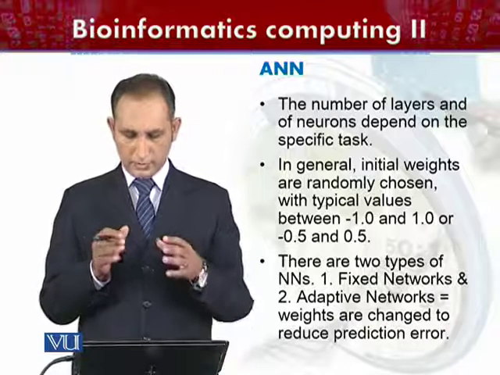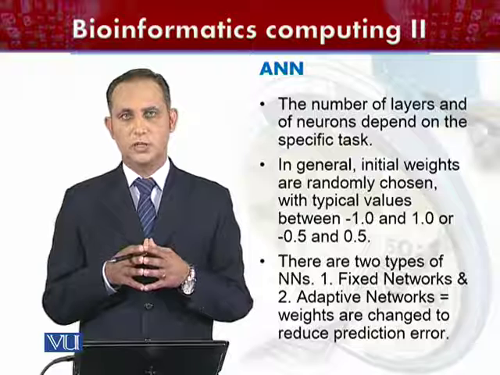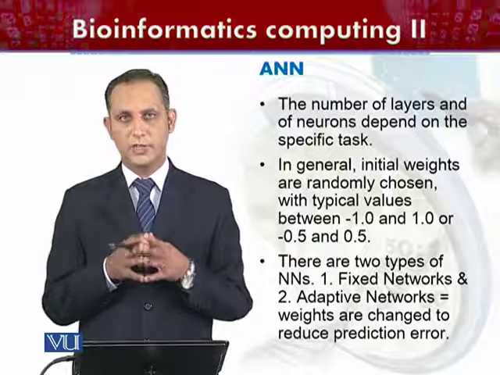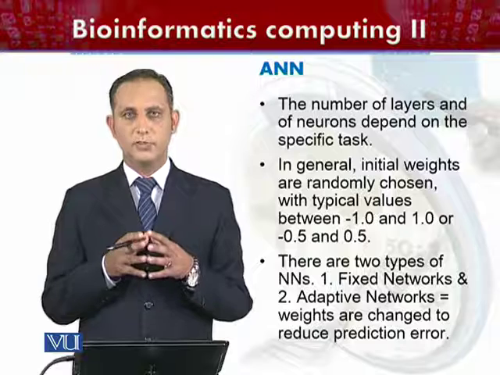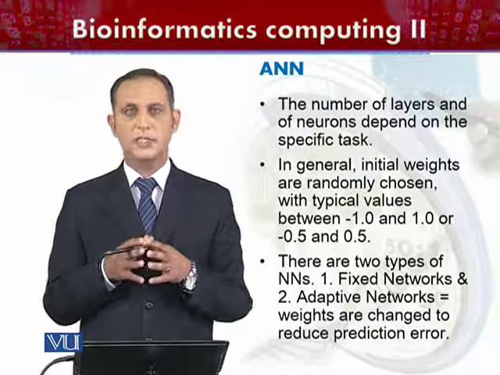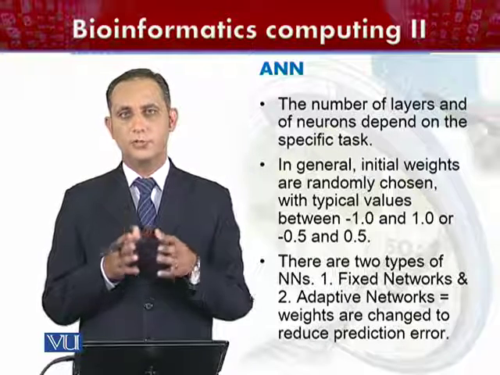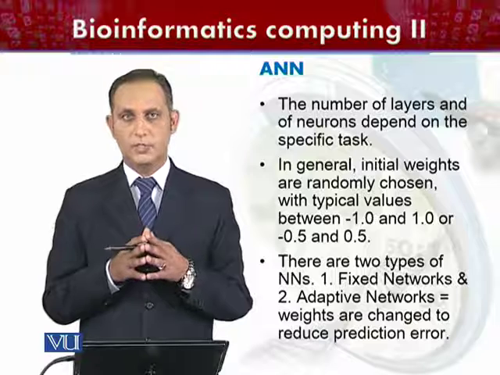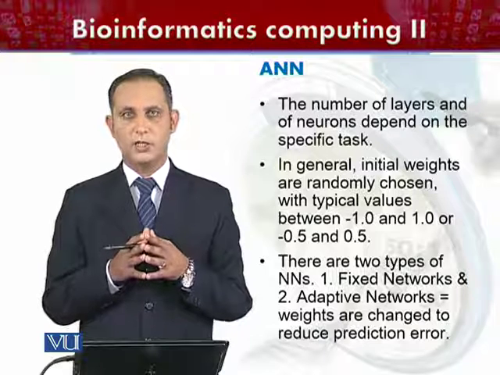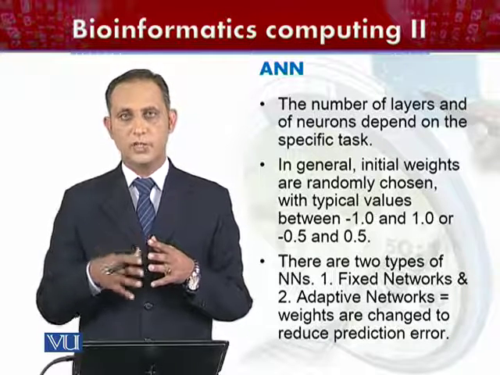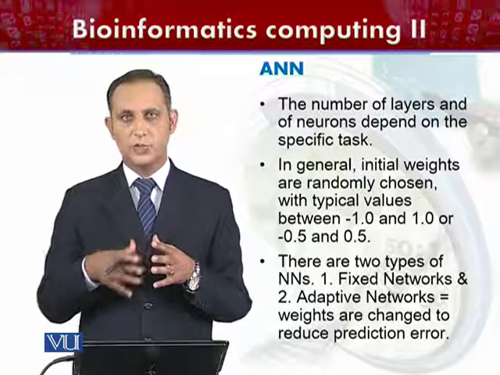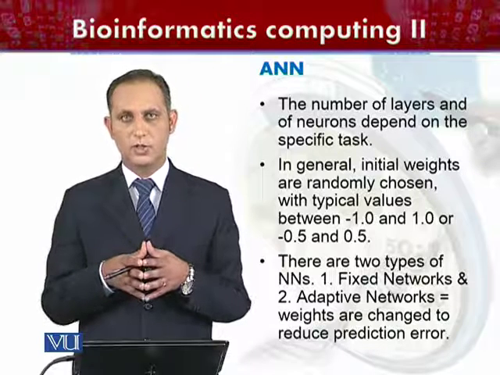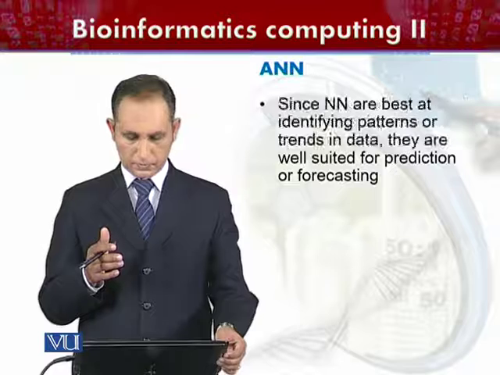Now there are two types of neural networks. Number one type is the fixed network, and number second type is the adaptive network. Fixed network वो होता है कि जहाँ पे weights जो होते हैं वो fixed होते हैं, वो change नहीं होते. जबकि adaptive network में weights जो होते हैं वो accordingly मुख्तलिफ cycles में to reduce the error वो weights change होते रहते हैं, और that's why they're called adaptive networks.